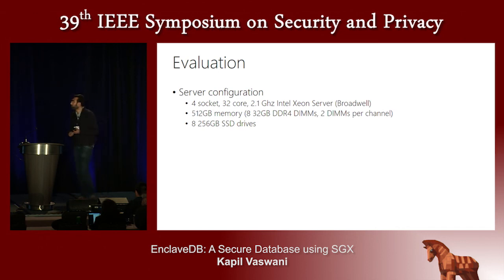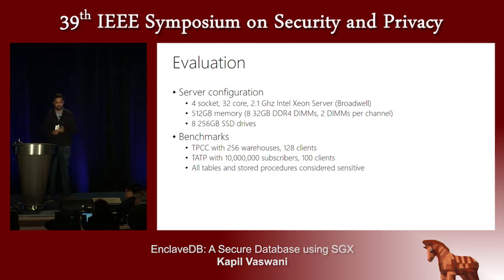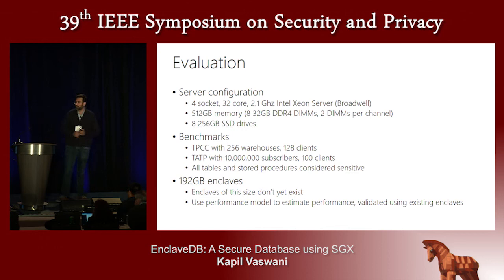So we have 4 sockets, 32 cores, 512 gigabytes of memory, and a disk that is striped 8 ways, 256 gigabytes each. We have 2 standard database benchmarks, TPC-C and TATP. And in both of these benchmarks, we assume that all the tables and all the stored procedures are sensitive. We assume that we have very large enclaves. In our case, enclaves of size 192 gigabytes.